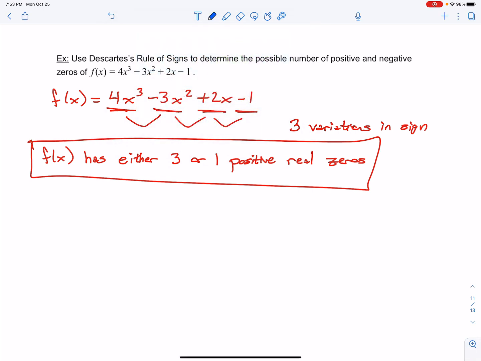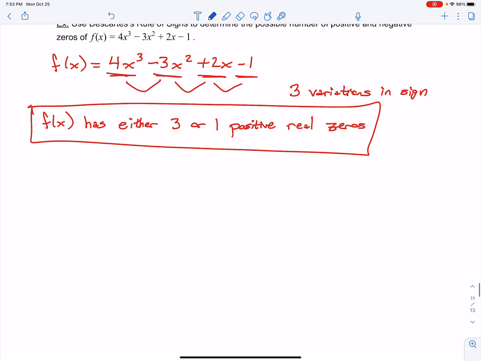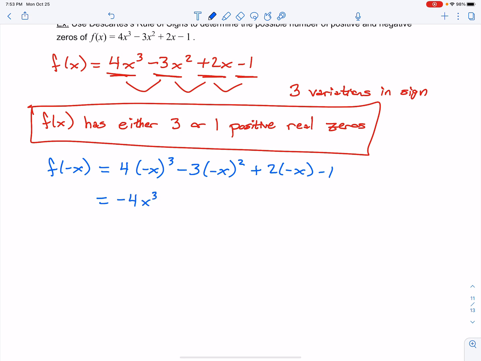To look at how many possible negative real zeros we have, we're going to look at f of negative x. So we'll take all of our x's and replace them with negative x's. Notice when I'm replacing those with negative x's, they go in parentheses. Negative x cubed would be negative x cubed, so we have negative 4x cubed. Negative x squared is really positive x squared, so we have negative 3x squared. 2 times negative x is negative 2x, and then minus 1.